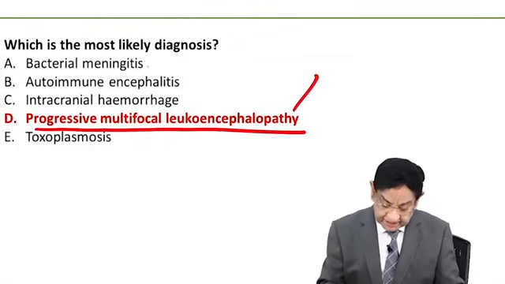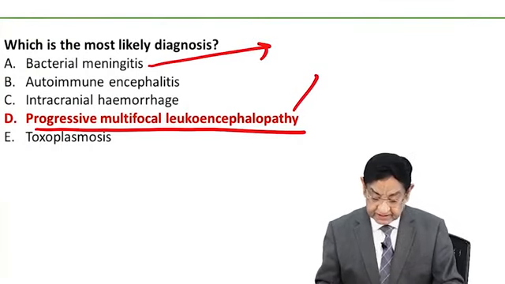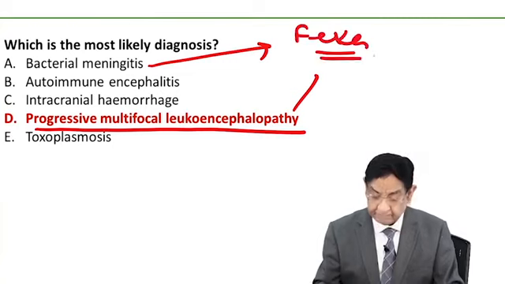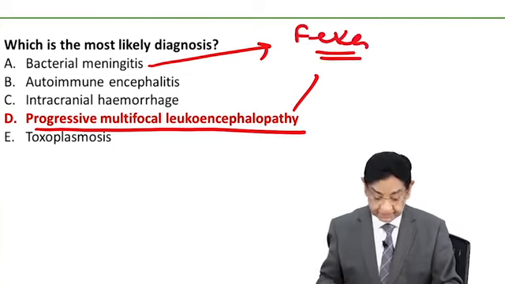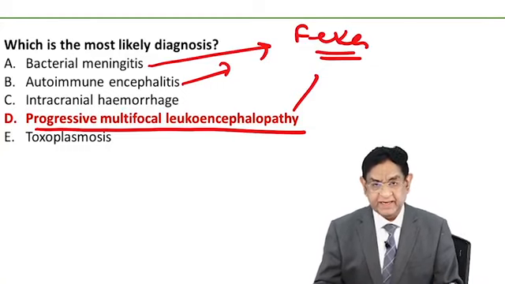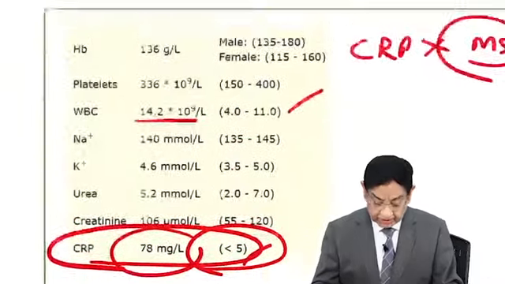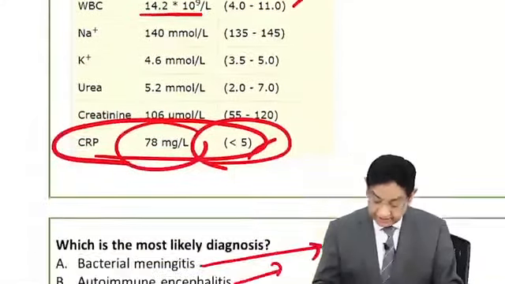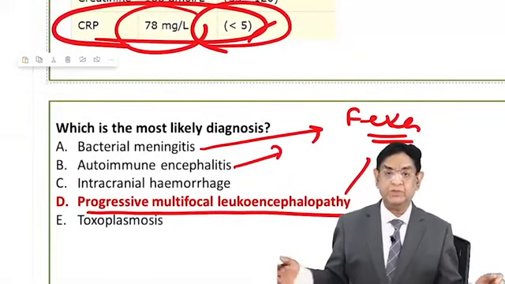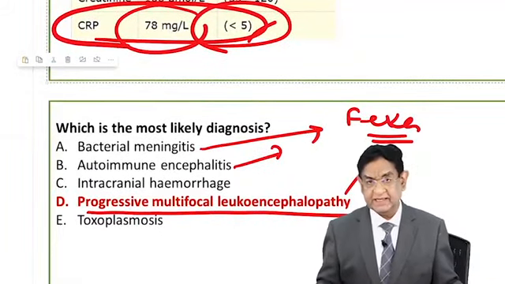Can it be bacterial meningitis? They come with high grade fever. The patient doesn't have fever. Autoimmune encephalitis? We didn't get any clue. In autoimmune hemolytic anemia or encephalitis, some autoimmune process should be there, but there's no clue regarding autoimmune.